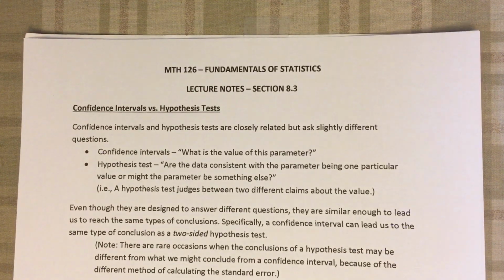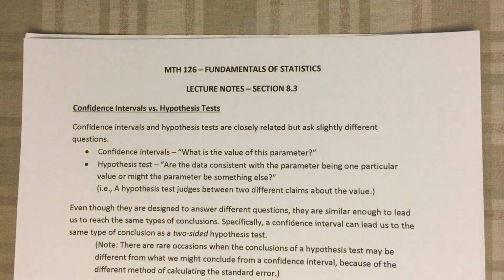The last thing that we're going to look at in this section is comparing our confidence intervals from section 7.4 to our hypothesis test. Confidence intervals give us a way to estimate what the value of this parameter is. With a hypothesis test, we're making a decision. Are the data consistent with the parameter being one particular value, or might the parameter be something else? A hypothesis test judges between two different claims. A confidence interval is making an estimate.